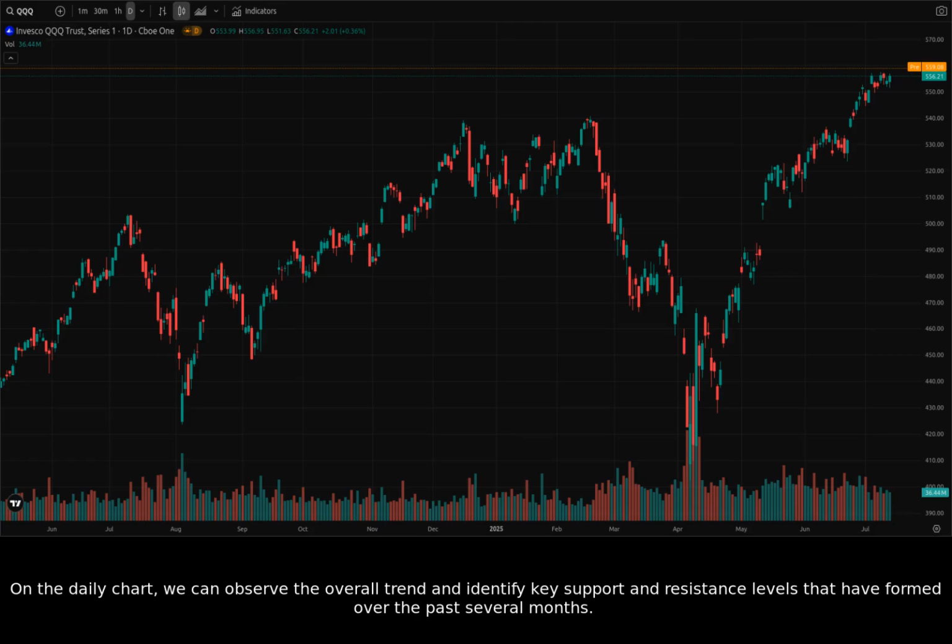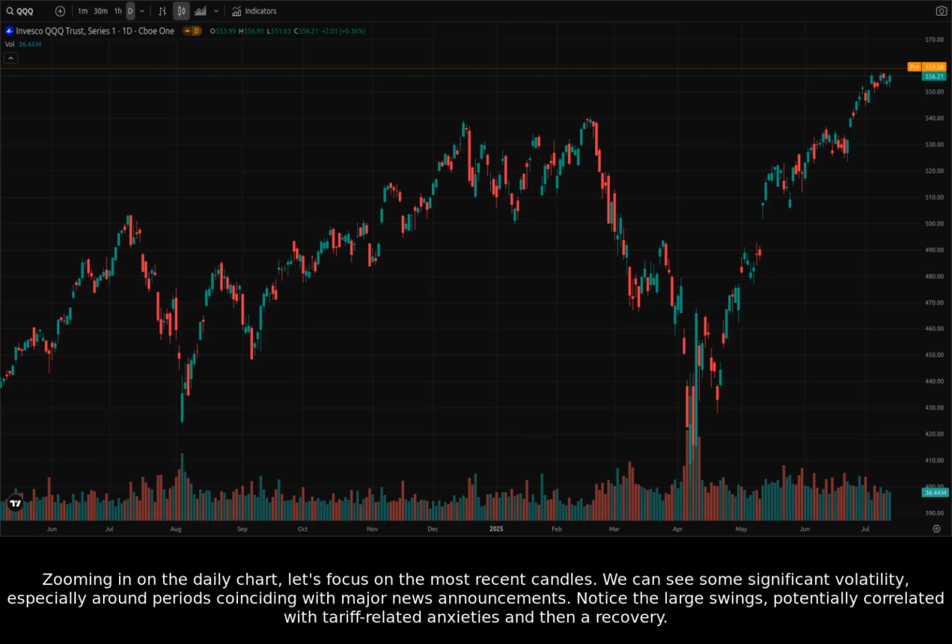On the daily chart, we can observe the overall trend and identify key support and resistance levels that have formed over the past several months. Zooming in on the daily chart, let's focus on the most recent candles. We can see some significant volatility, especially around periods coinciding with major news announcements. Notice the large swings, potentially correlated with tariff-related anxieties, and then a recovery.